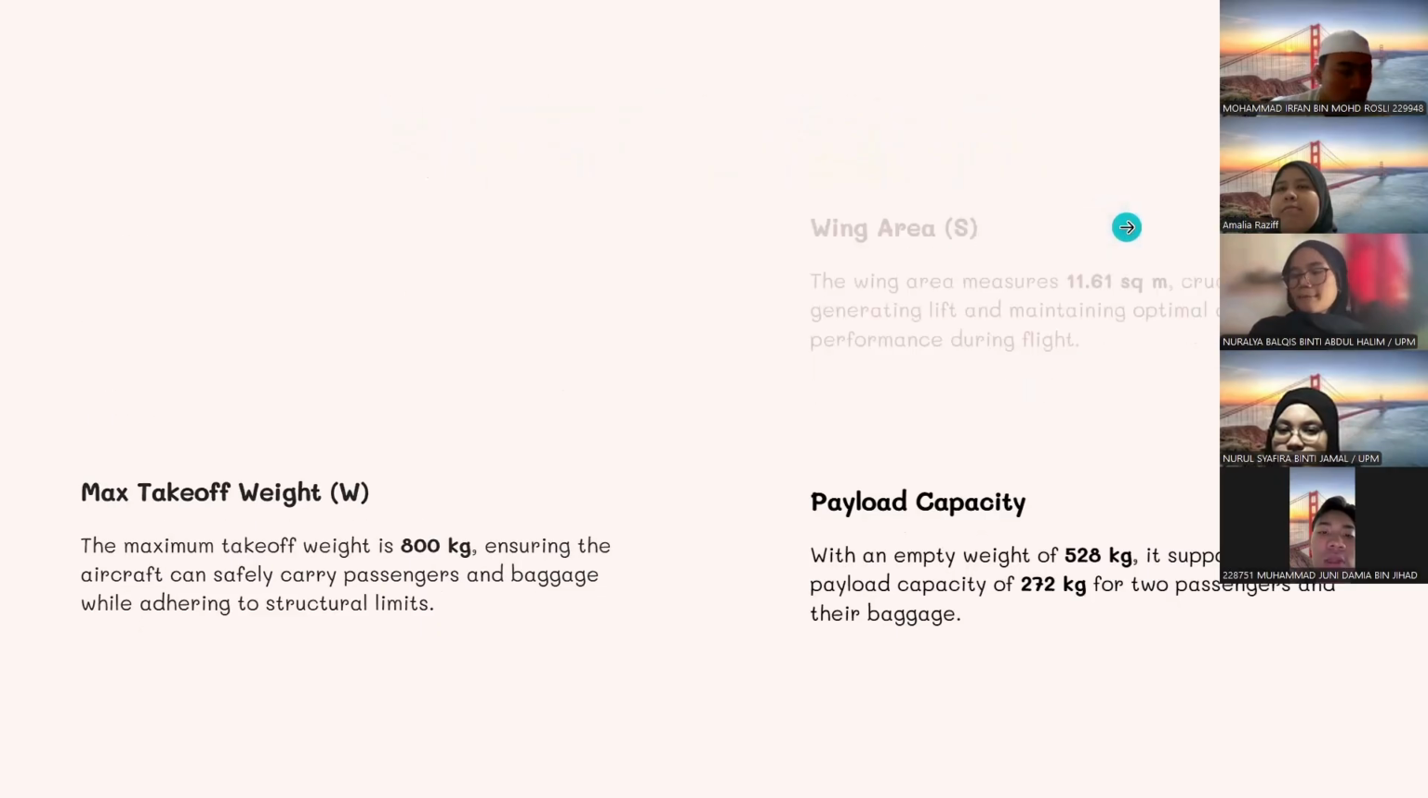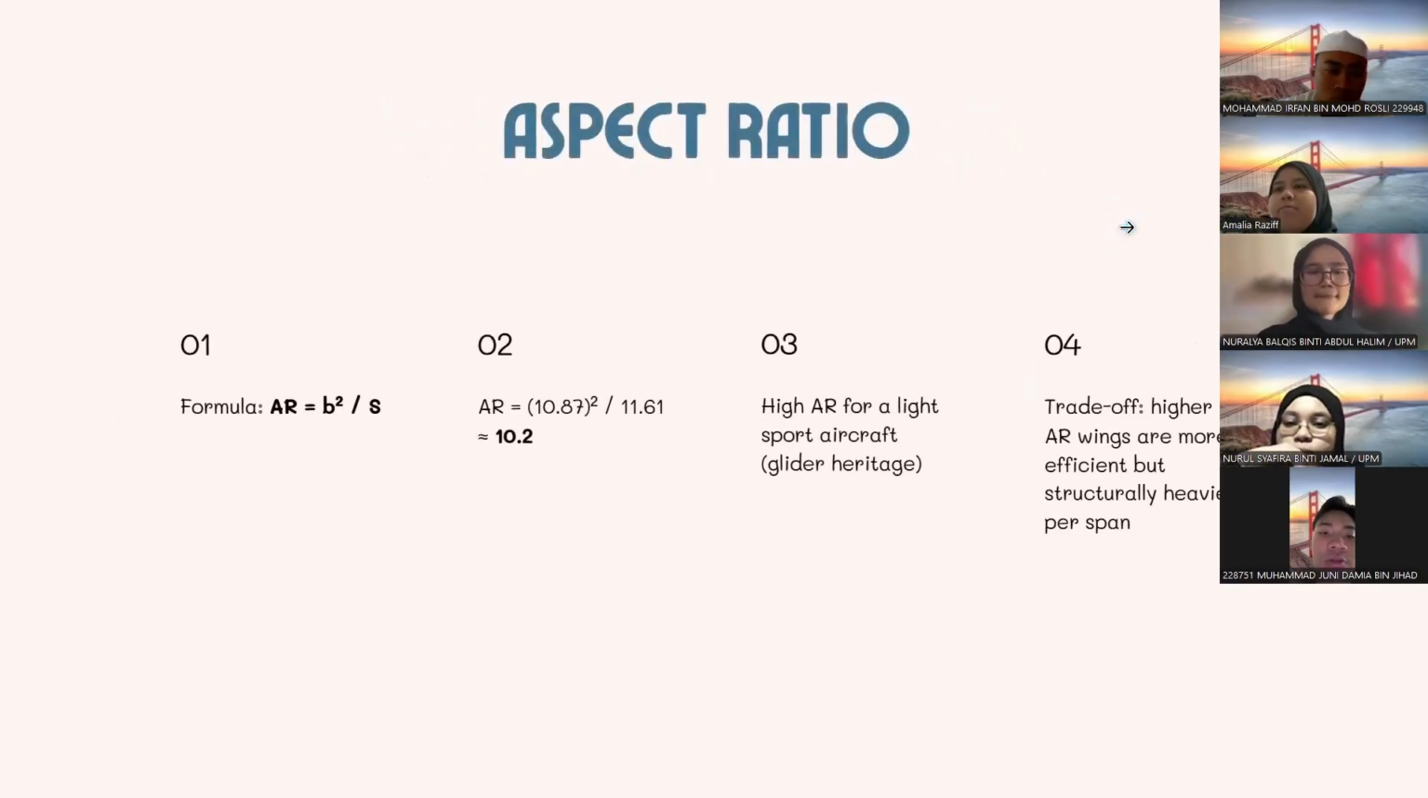Next. For the aspect ratio, the formula is span squared over wing area. That gives us 10.87 squared divided by 11.61, so that gives us about 10.2. That's fairly high for a light sport aircraft thanks to its glider heritage, and it gives a good glide ratio of 11:1, though it does add structural weight.